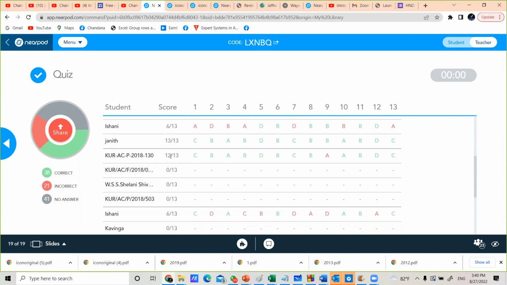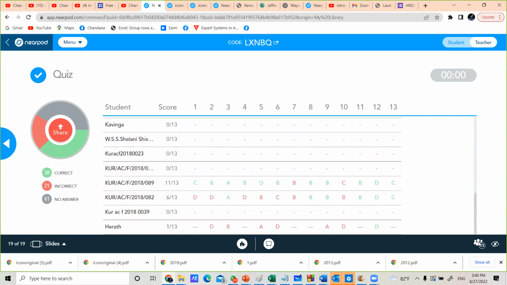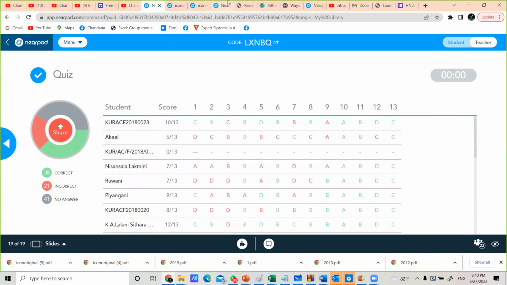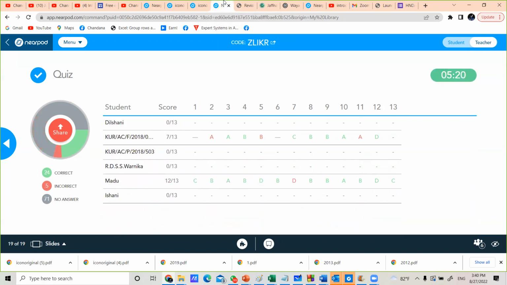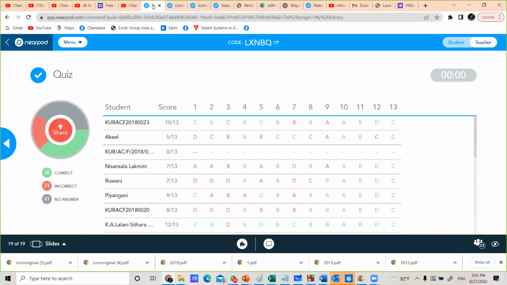Then 130 got 12 out of 13. Yes, 0, 89, 11 out of 13. In that way, you got the marks. Then in the other group, Madhu has 12 out of 13. And yes, 7 out of 13, then some students. Right, okay, we'll see the answers here.